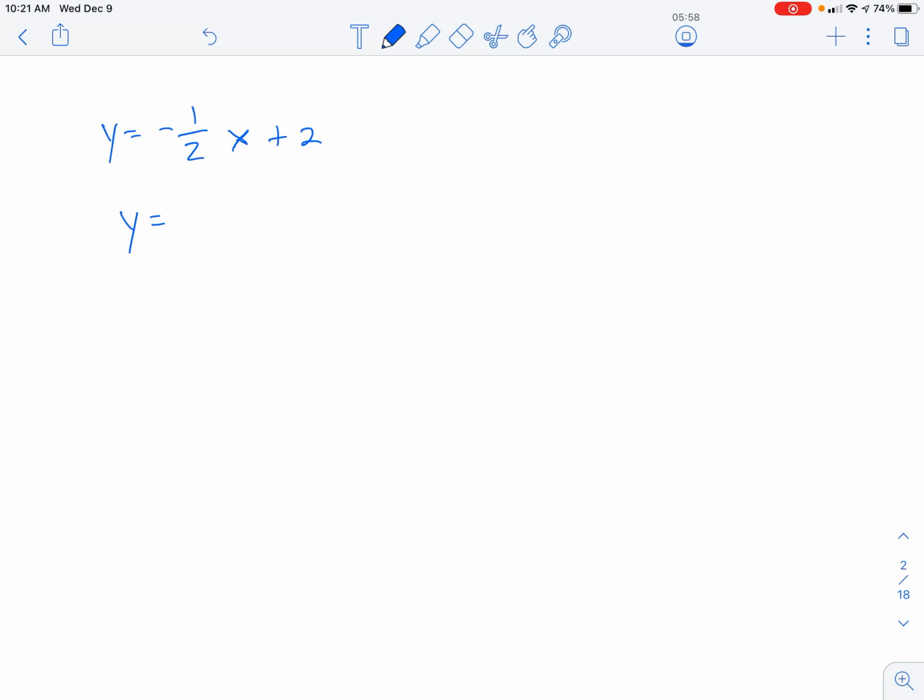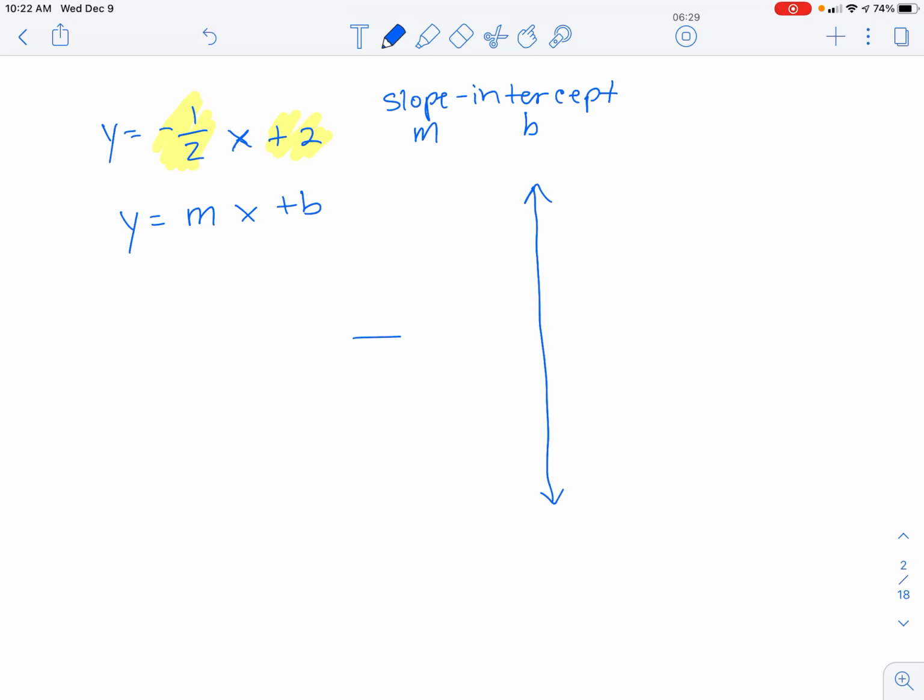So let's look at the format of this. What form is this in? This is actually in slope-intercept form. Why? Because it has a slope, and it has a y-intercept. Y equals mx plus b, where m is the slope and b is the y-intercept. All right, so I can take those now and put this onto a coordinate plane. My x-axis and my y-axis up top.